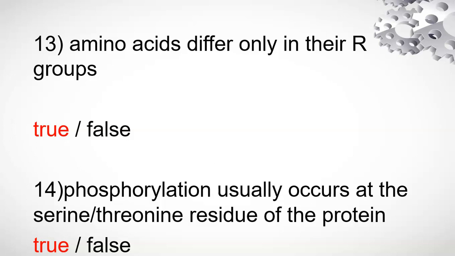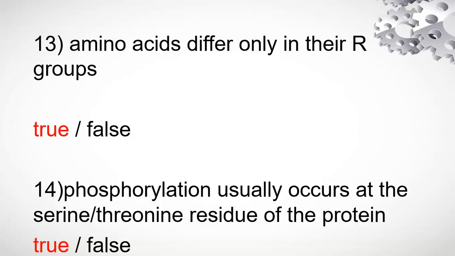Question number 13. Amino acids differ only in their R groups. Well, we should have structured this question very well with respect to alpha amino acids, but it's also still correct. So amino acids have three basic functional groups that are present in all the amino acids: the amino group, the carboxylic group, and the hydrogen. So the remaining other group is what differentiates them. So you can have lysine, arginine, histidine, threonine, and the rest.